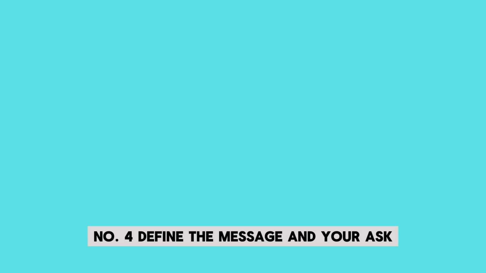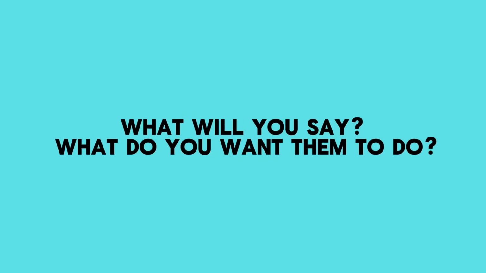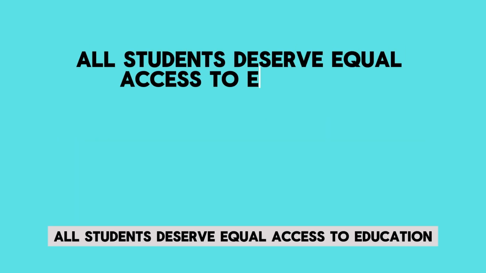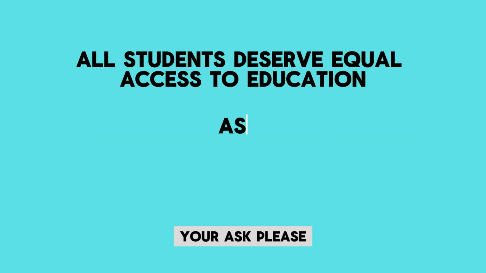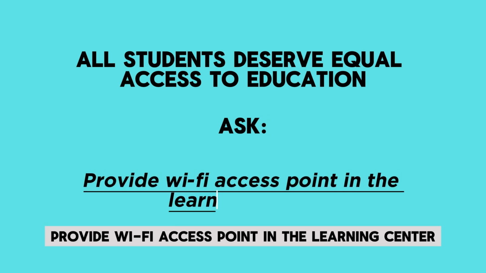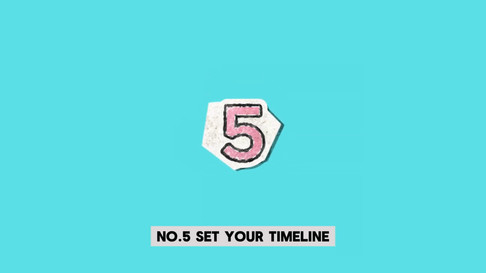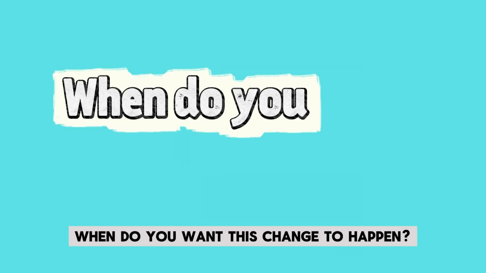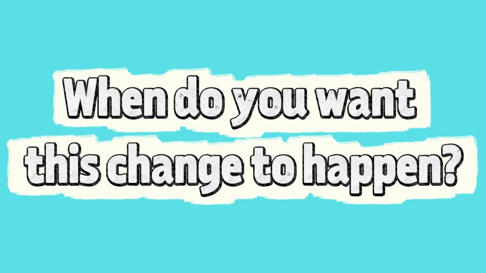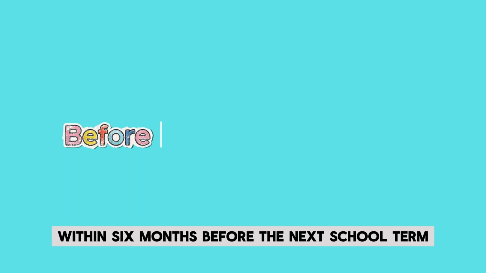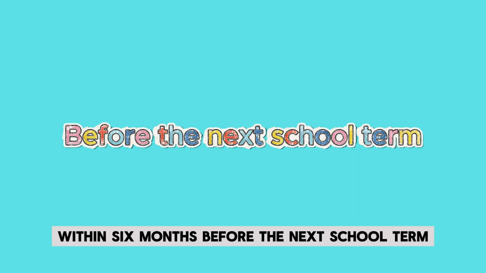Number 4, define the message and your ask. What will you say and what do you want them to do? For example, all students deserve equal access to education. Your ask: please provide a Wi-Fi access point in the learning center. Number 5, set your timeline. When do you want this change to happen? For example, within 6 months, before the next school term.